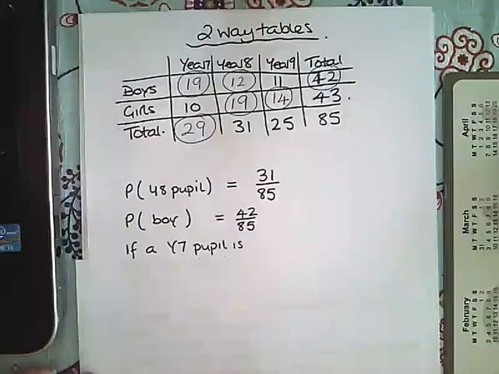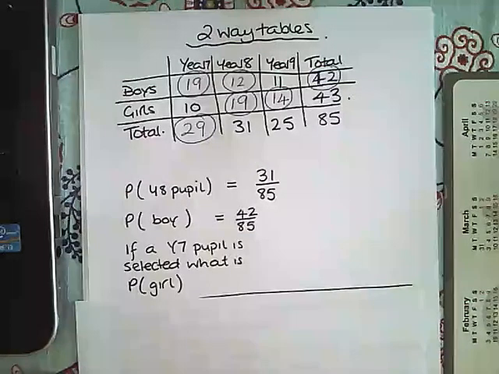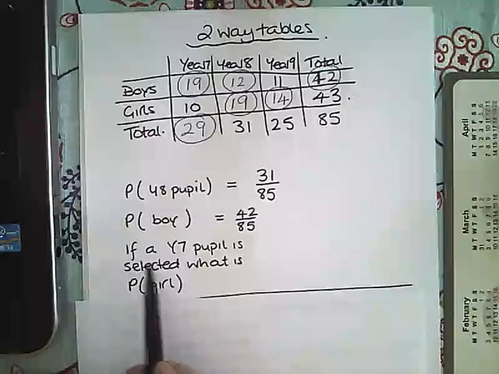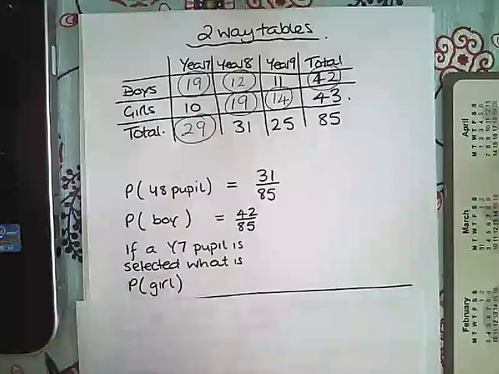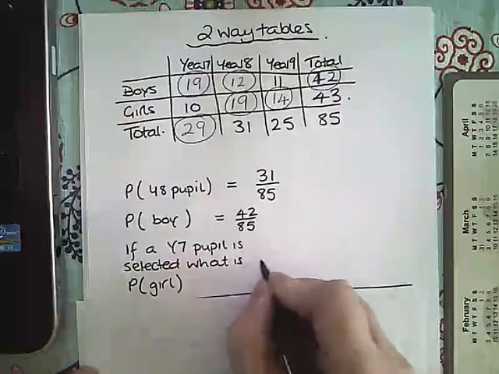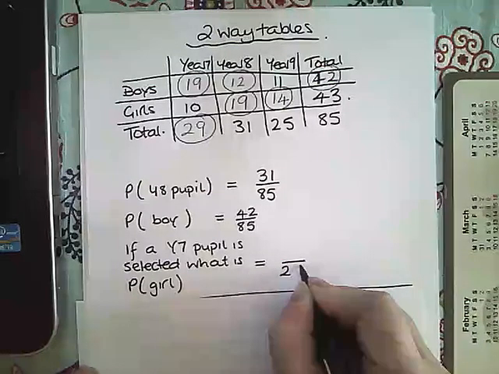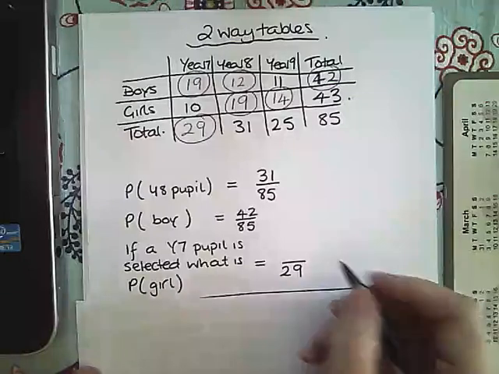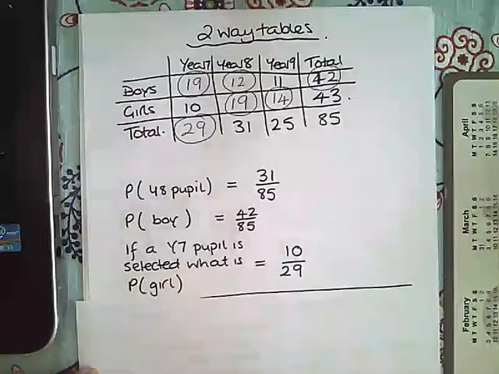And finally, this time I'm limiting my selection not to the whole group, but just the Year 7s. So if a Year 7 pupil is selected, what is the probability it is a girl? This time, the total number of Year 7s is 29, so that's my denominator, and there are 10 girls, so the probability is 10 out of 29.